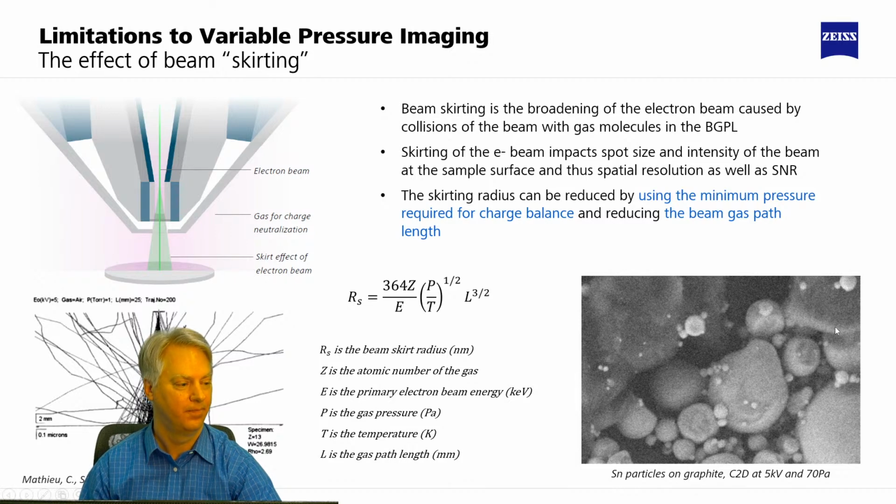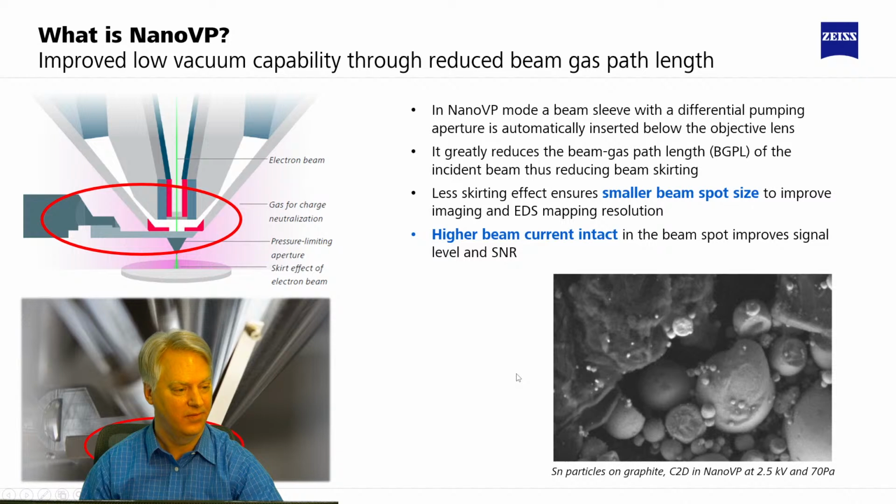If you do have NanoVP, then it puts in a beam sleeve here, and it limits the amount of gas, the path length between the actual aperture and the gas that's between the sample. So it gives a smaller beam spot size. It gets rid of what we call beam skirting, and higher beam current interacts. It improves the signal level and the signal to noise. So that's one of the main benefits, as well as being able to use your in-lens detectors that are up in the column.